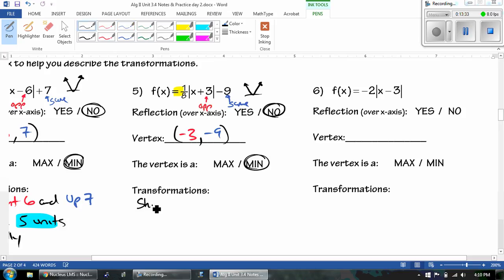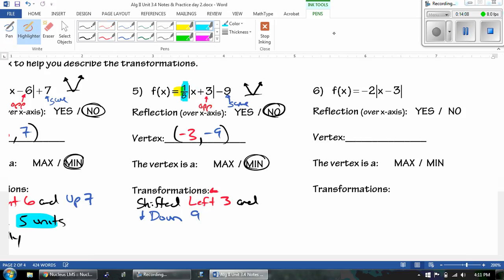So we know that this is shifted left 3 and down 9. Okay, and that's before we were saying, oh, this is down and this is left. Just know that left 3 means you're actually going 1, 2, 3 to the left and then 9 down.